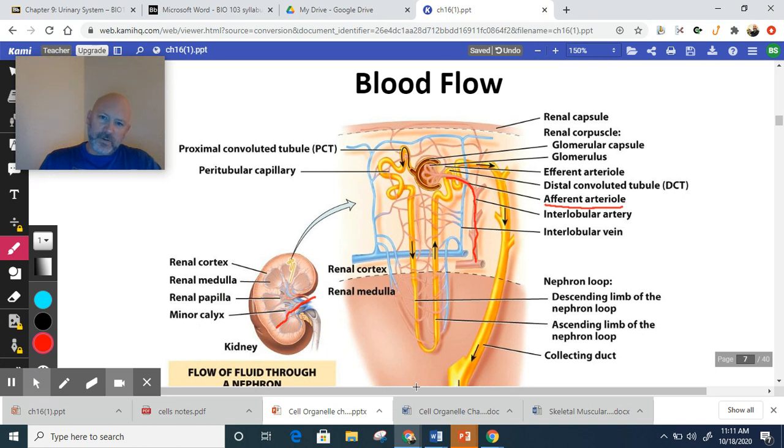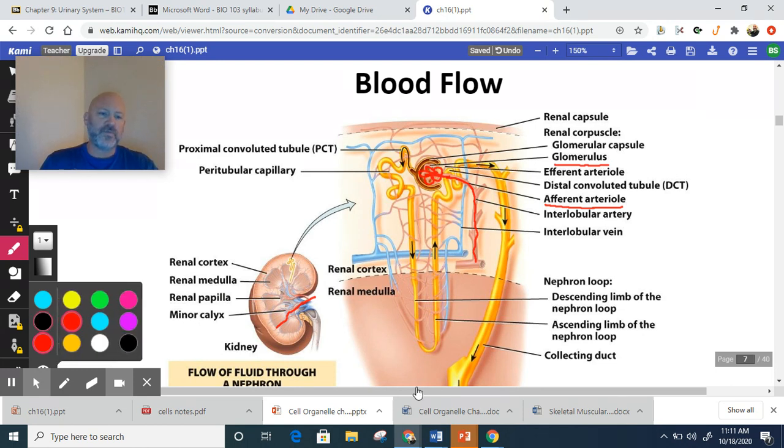The afferent arteriole leads the blood into a circular arrangement of capillaries that allows the blood to spin in circular motions. This circular arrangement of capillaries that causes the blood to spin around is called the glomerulus. Now remember, if the blood is spinning around like that, it's going to be experiencing some centrifugal force.